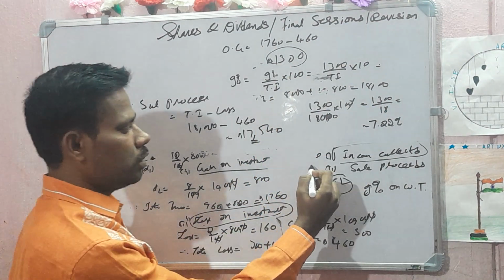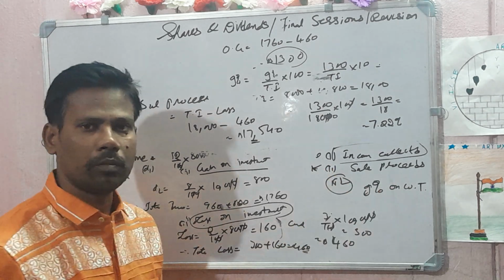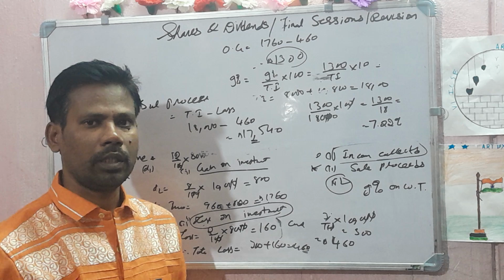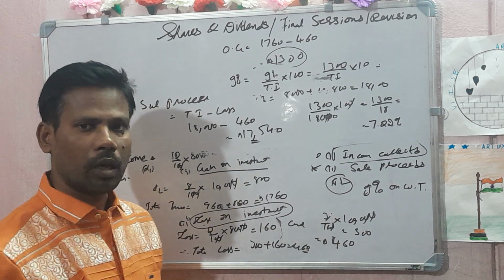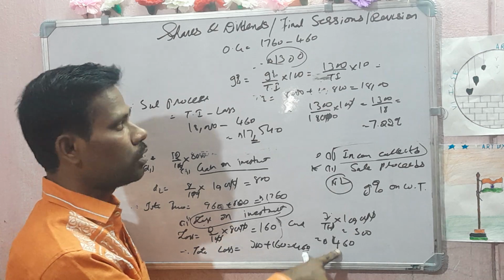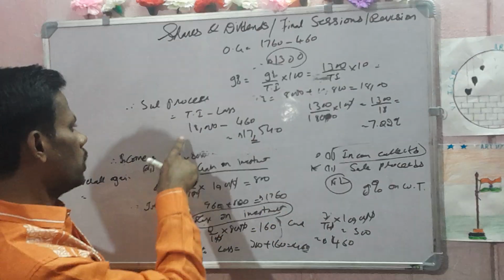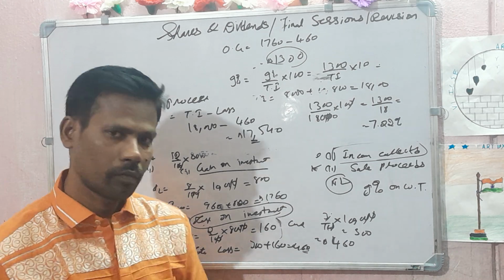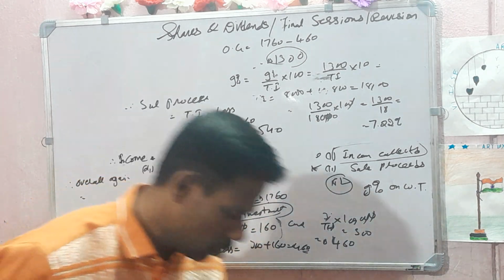Next, sale proceeds. This is very, very important. Sale proceeds means total investment minus expenditure, the losses he has incurred. The loss incurred here is 460. So that is nothing but 18,000 minus 460, that is 17,540. So that's it.